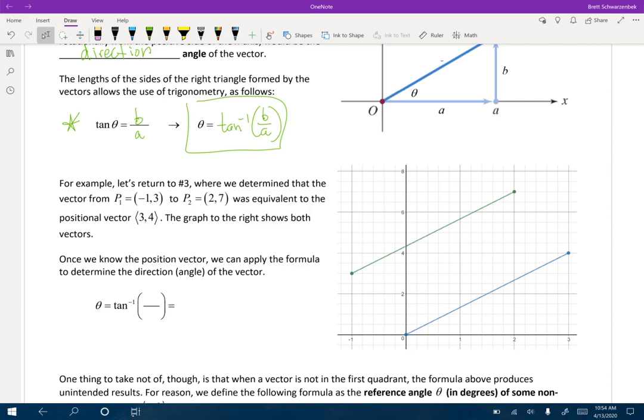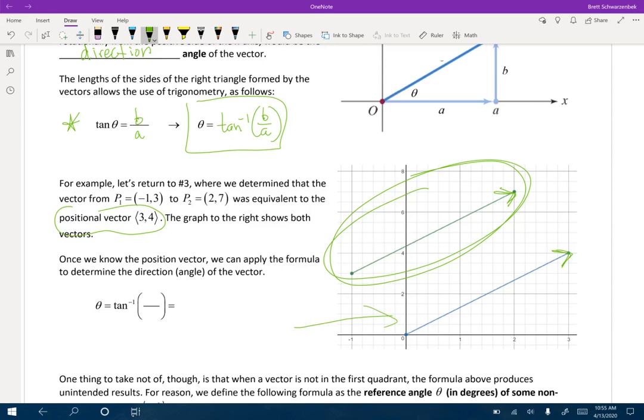So if you recall, we had this problem earlier in the class where we had this random vector in the middle of a plane from negative 1, 3 to 2, 7. And we did the calculations to find the positional vector 3, 4, which is the bottom vector here, which enabled us to use a positional vector which is equivalent to this vector. So for the purposes of what we're going to do, we can forget that this exists for a second.